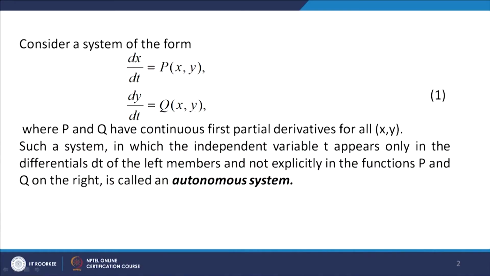Let us consider a linear system of the form dx/dt = P(x,y), dy/dt = Q(x,y), where P and Q have continuous first order partial derivatives for all the points (x,y). Such a system, in which the independent variable t occurs only in the differentials dt of the left hand side members and not explicitly in the functions P(x,y) and Q(x,y), is called an autonomous system.